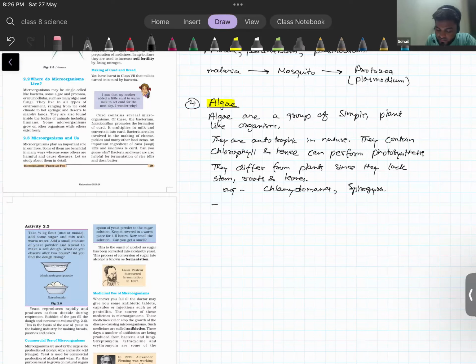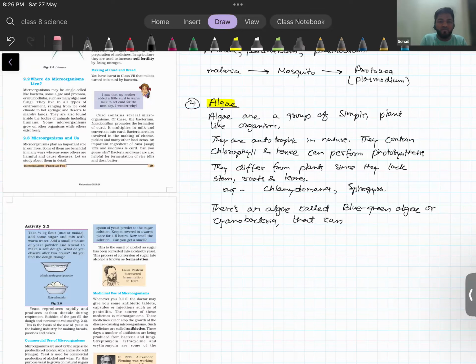There's an algae called blue-green algae. Another name of this algae is actually cyanobacteria, C-Y-A-N-O, cyanobacteria. It can fix atmospheric nitrogen into the soil. They have the ability to fix atmospheric nitrogen. So remember this fact here. They can fix the atmospheric nitrogen into the medium in which they survive.